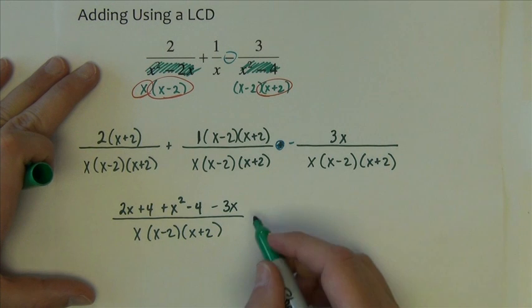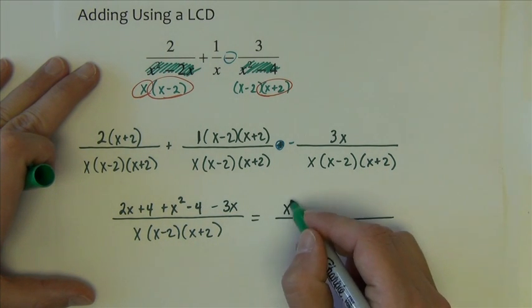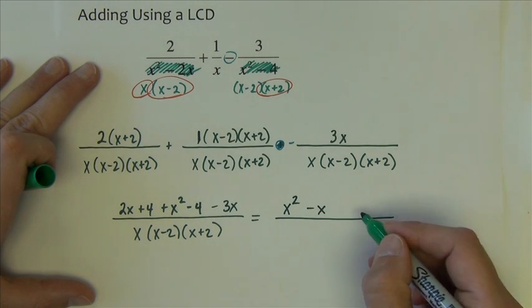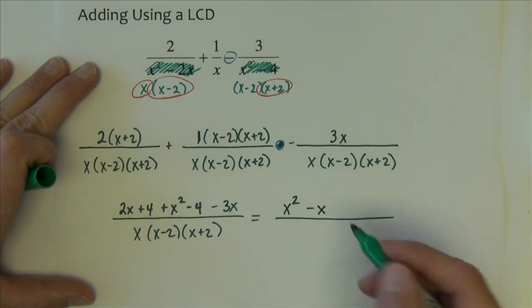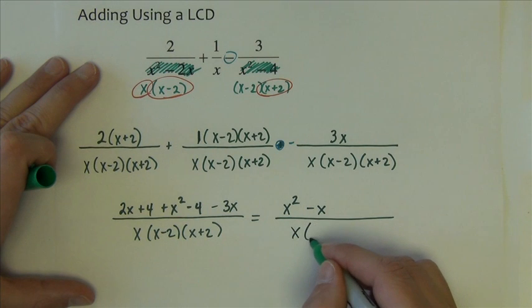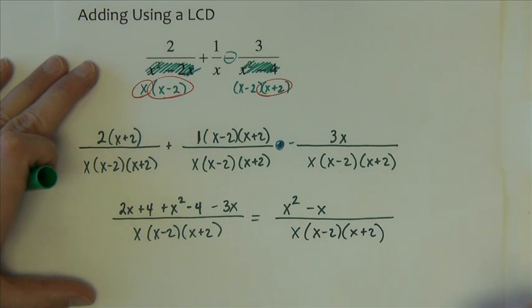Okay. Combine the like terms on top of this fraction gives me x squared. The x's, it looks like I'm going to have minus x. And then the plus 4 minus 4 actually goes away. So it's just x squared minus x. That would look better in the middle of that fraction. I have x, x minus 2, x plus 2 on bottom.